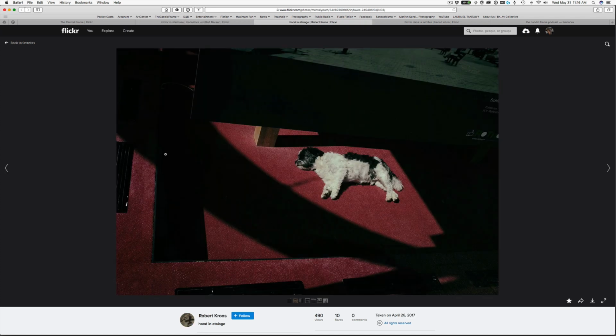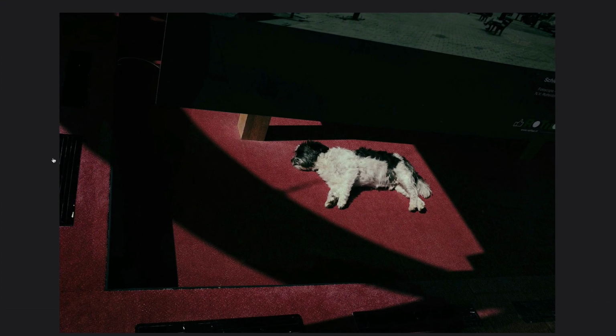Here we have a shot by Robert Cruz, no EXIF data on this shot here. And here, the shadows are also framing the subject, in this case, the dog. We have some dark tones here. I'm not sure exactly what this is, whether it's some sort of display. I see some text in the right-hand corner. But there's also some shadow, as you can see, on the floor.